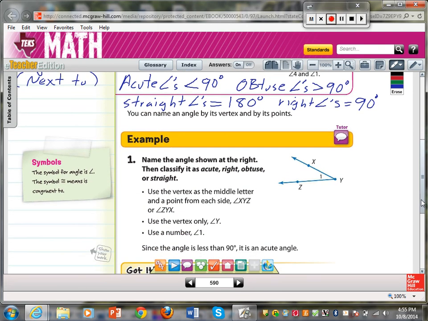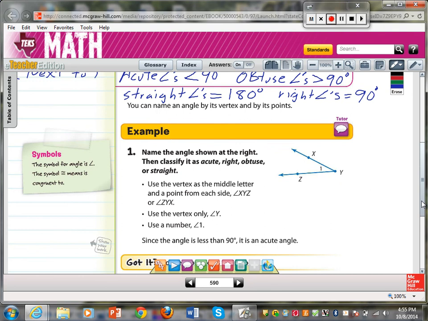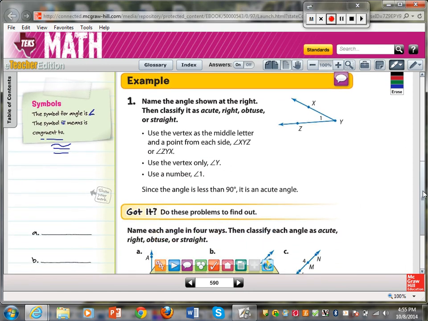So let's look at example number 1 over here. You can name an angle by its vertex and by its points. So let's get into that right now. Symbols. The symbol for angle is the little sign that I just showed you. The symbol for congruent means congruent. I'll make it a little bigger so you can see it. It's an equal sign with the little wavy line on top. All right, so how do we name angles? There are 4 ways that we can name angles.